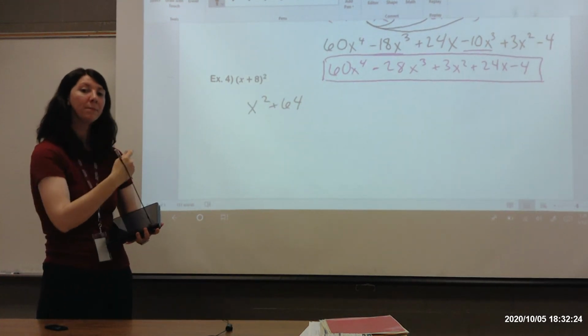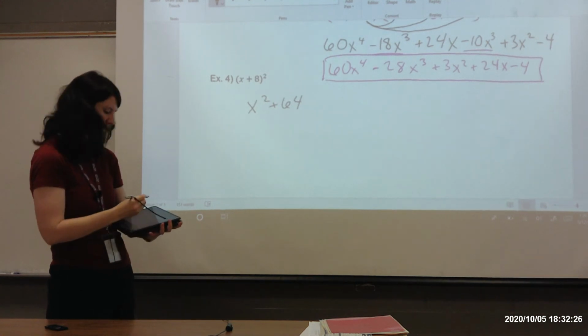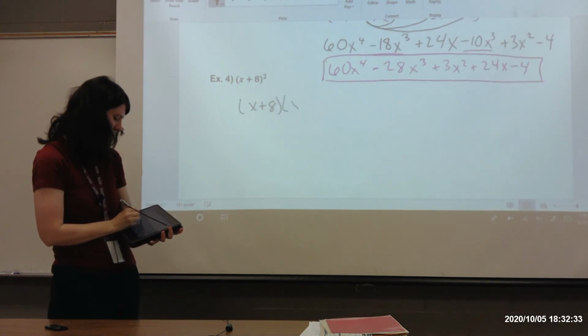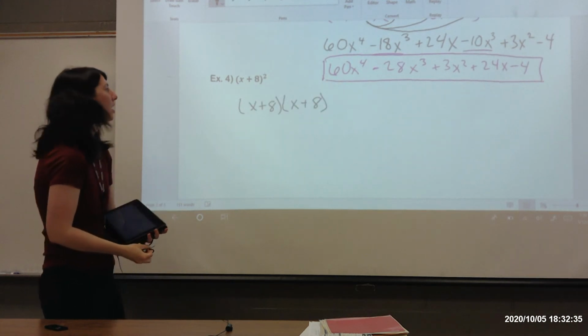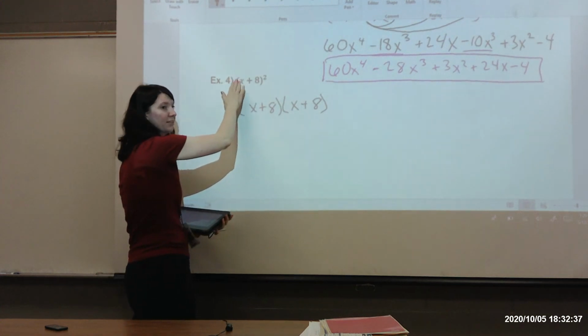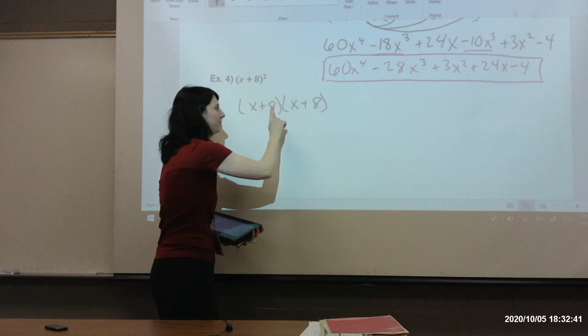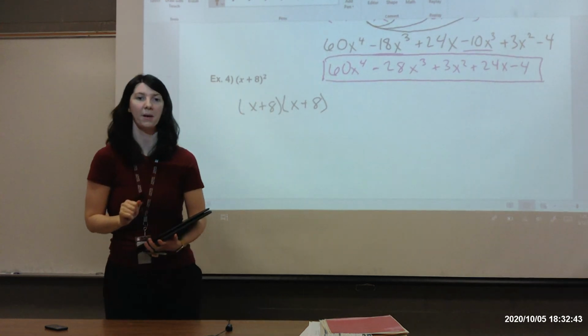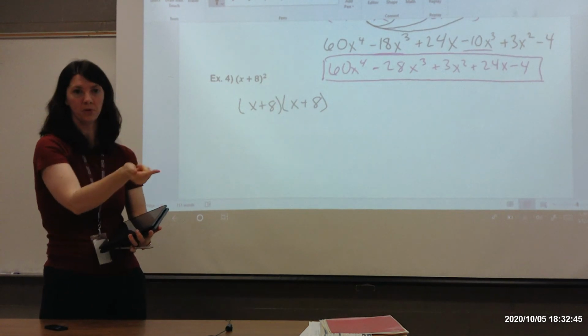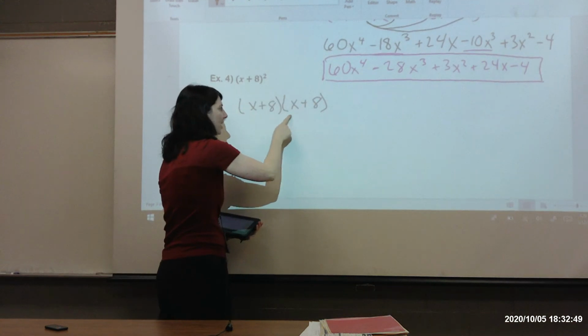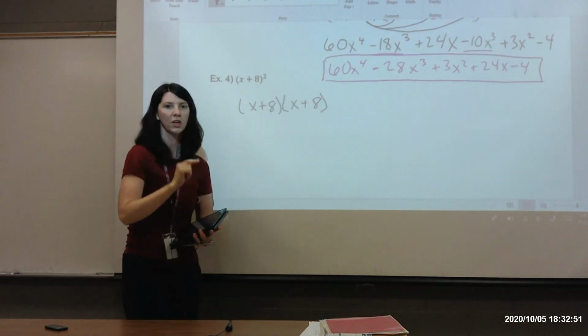Go back to what it means to square something. Or if I want to square something, I have to multiply it to itself. So it's not doing x times x and 8 times 8. It's doing x plus 8 times x plus 8. Okay? And now you've got to follow the distributive lines, right? X has to multiply to both. 8 has to multiply to both. So see if you can get a final answer.